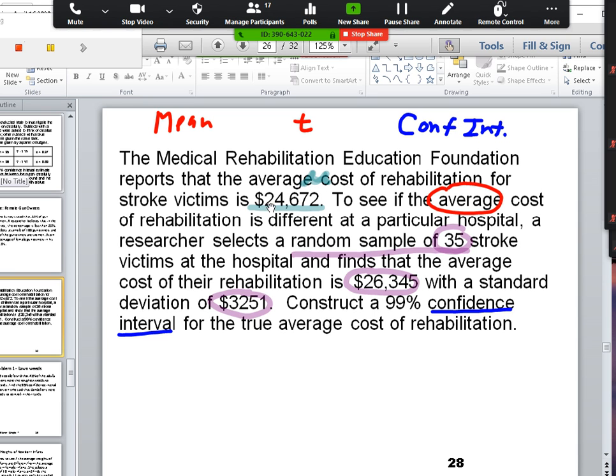So this one is your mu. That's how you know this is the one that's going to be in your claim. It doesn't have an n. If it doesn't have an n, it can't be your sample. It has to be your mu instead.